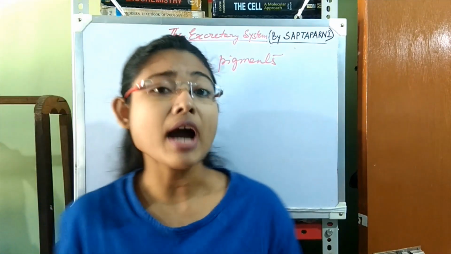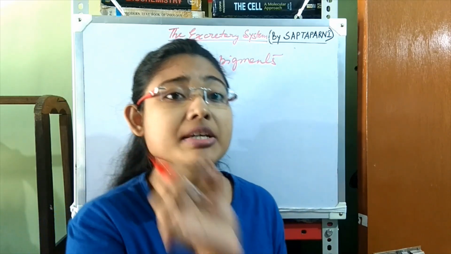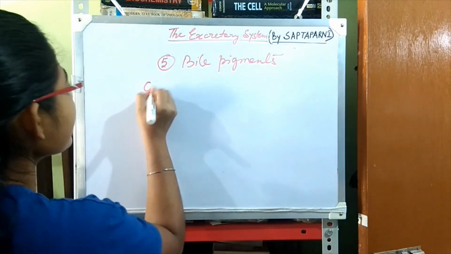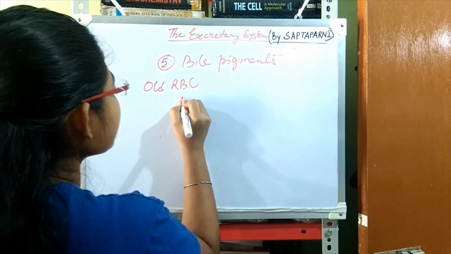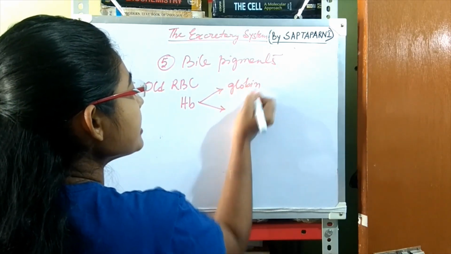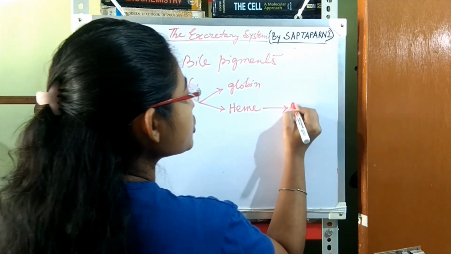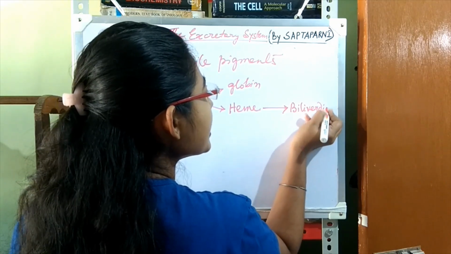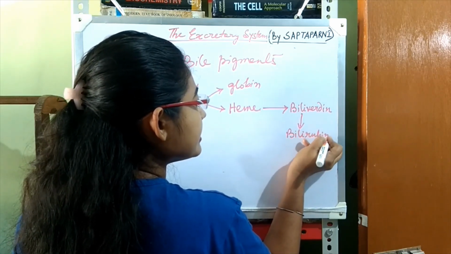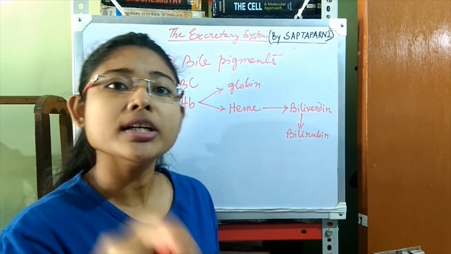What happens when our RBC gets older? We know that RBC contains hemoglobin. Then the hemoglobin is depleted into heme and globin protein. Okay. So when RBC is older, then the hemoglobin of the RBC gets depleted into globin protein and heme. Okay. This heme is then converted into biliverdin. Okay, biliverdin, which is then converted into bilirubin. This bilirubin is excreted as bile pigment in our bile to the duodenum.